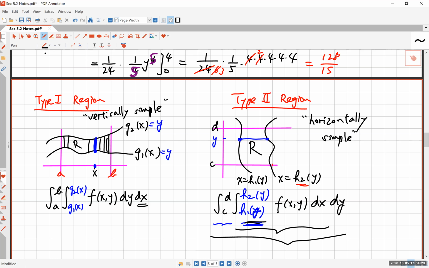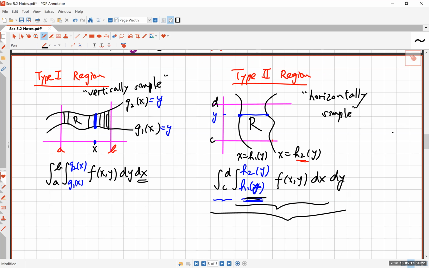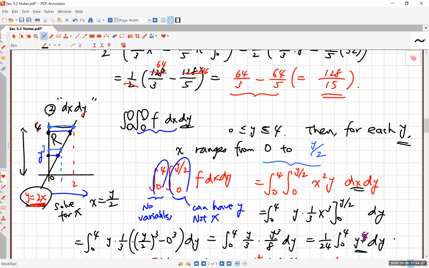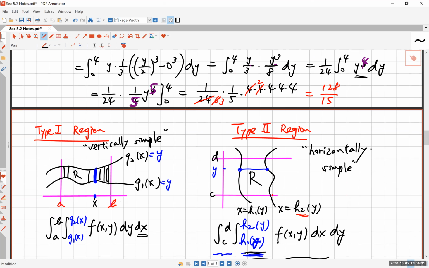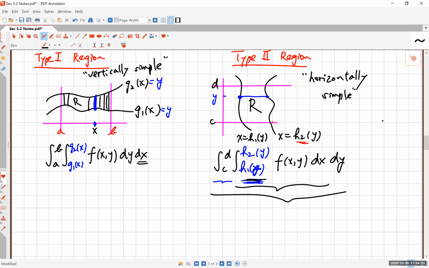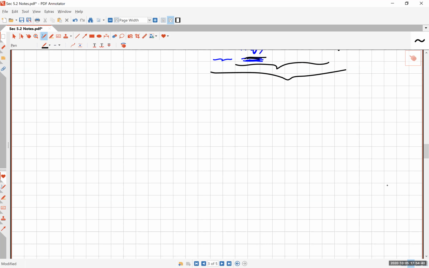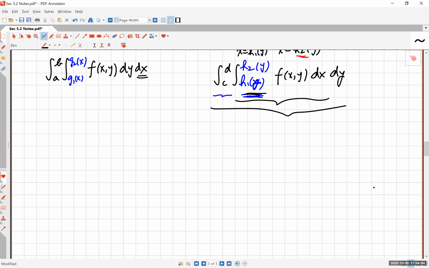Many times the region is both type 1 and type 2. In particular, the one we saw was definitely a type 1 and type 2 region. All right, I'm going to do a couple more examples, and then I'll let you get loose on your homework. The homework could have some challenging problems because I want you to build your muscles. I'm going to do two problems before I finish with this particular section.